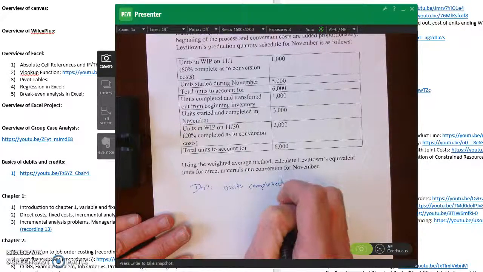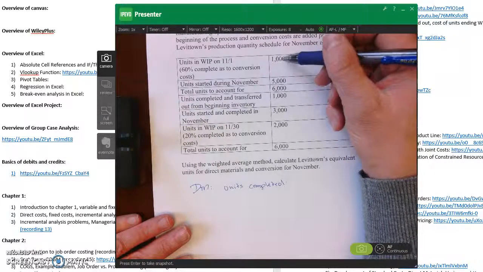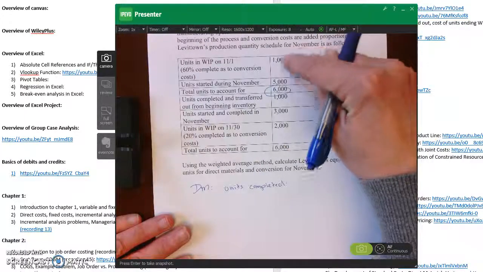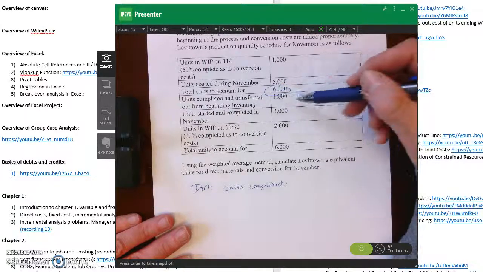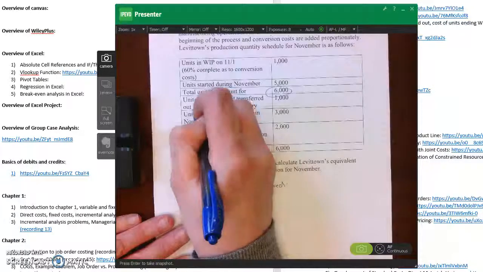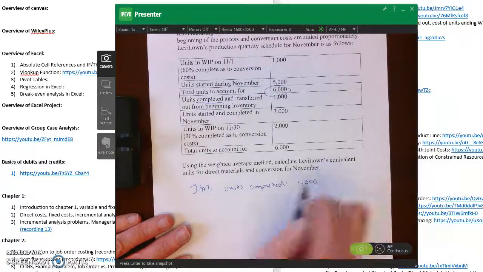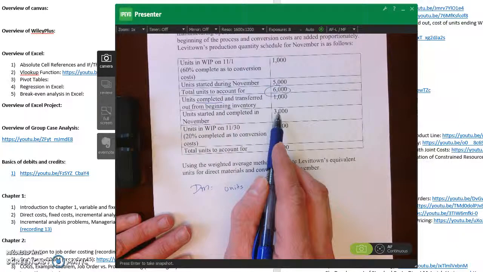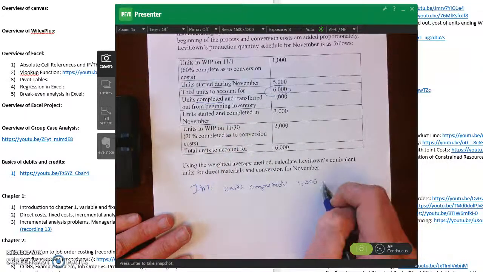How many units did I complete? Well, it's a little bit confusing the way that they like to show this. Right? You could say, here's our beginning WIP, and then your units started, total units to be accounted for. So they're showing you like a unit reconciliation. Then they say units completed and transferred out from beginning inventory. It says completed. And then units started, and then these that were also started during the accounting period, but they were also completed.